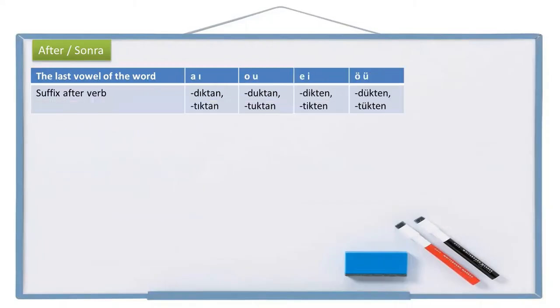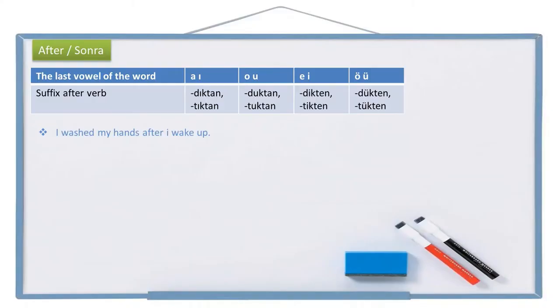All right, now let's take a look at how we are going to use after with a verb. This time, as you see, there are 4 variations. These are alternating according to 4-way vowel harmony. And also you can see the consonant alternation, de and te alternations. Let's see an example. I washed my hands after I wake up.